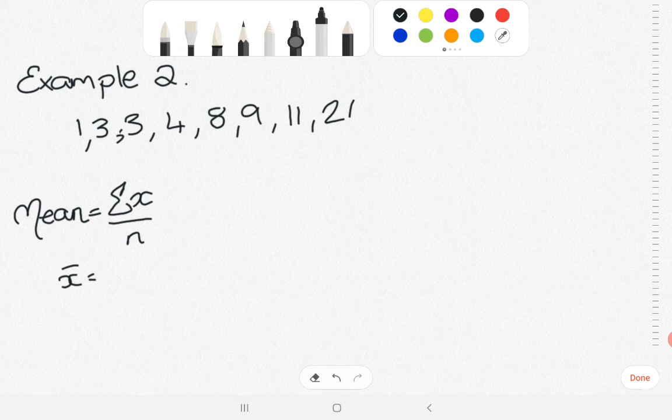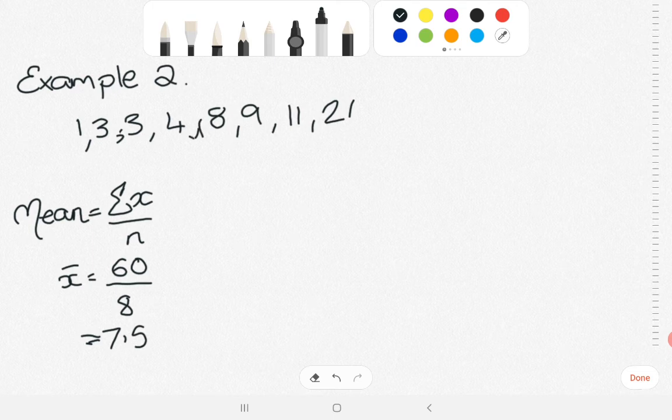Add up all the numbers. Okay, you probably want to grab a calculator for this one just to make sure. 1, add 3, add 3, add 4, add 8, add 9, add 11, add 21. And we get an answer of 60. And remember, you should double check that before you go any further. And then divide by n, the number of numbers, which in this case is 8. Now, in this case, 60 divided by 8 doesn't work out nicely. We get a mean of 7.5.